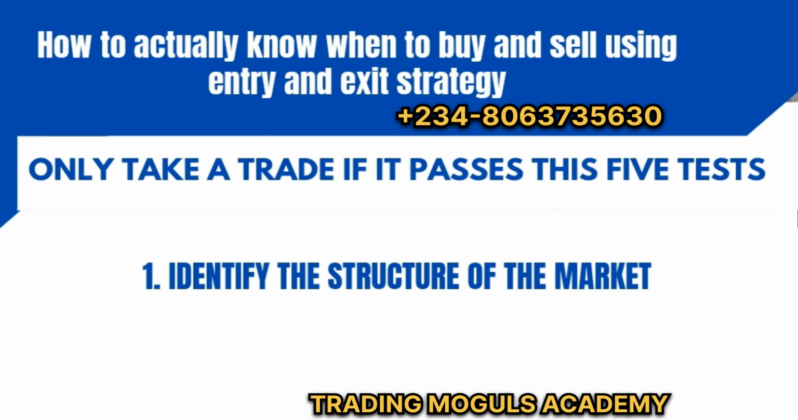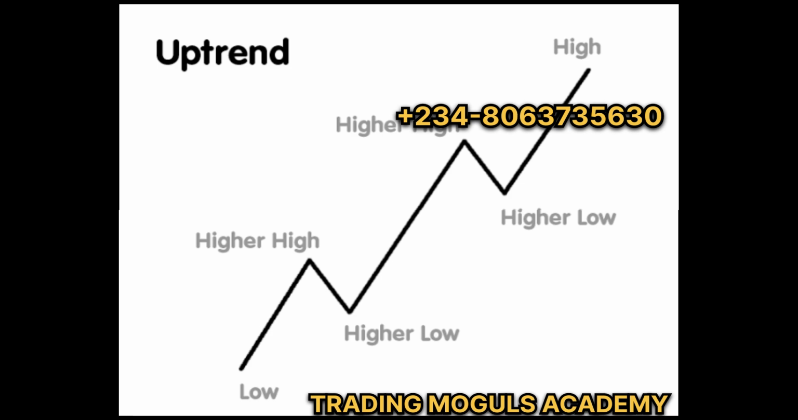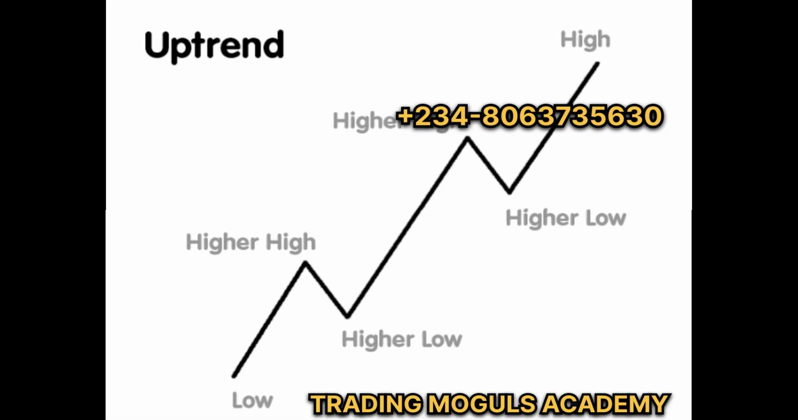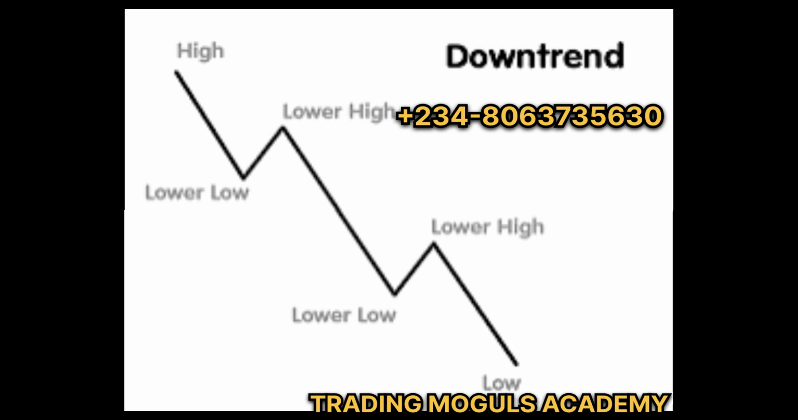Number 1, identify the market structure. Identify the structure of the market. Now, when it comes to trading, there are only 3 types of market structure we are working with. Either the market is in an uptrend, and here is the picture of an uptrend, or the market is in a downtrend. Here is the picture as well. Or the market is ranging.